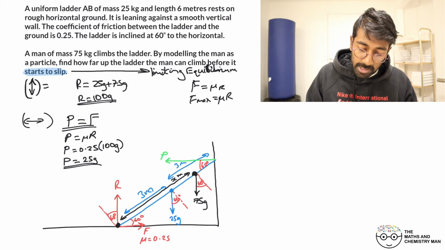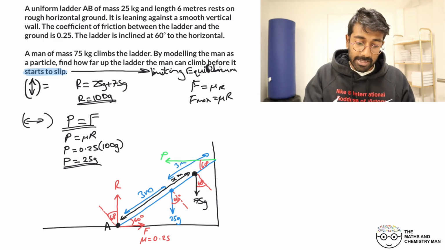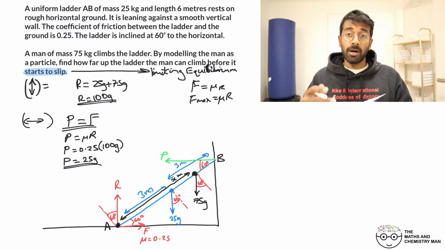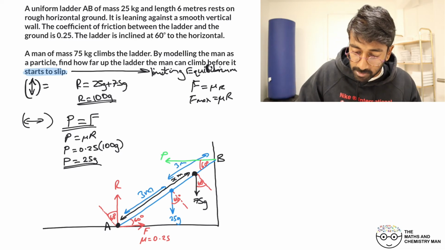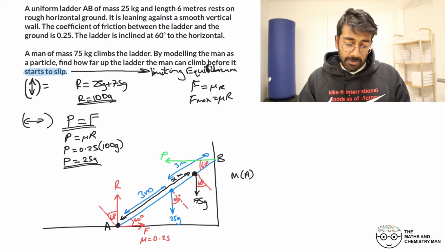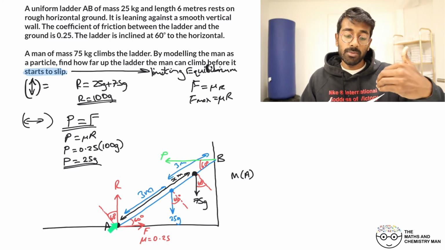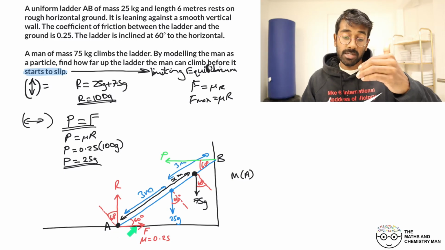And I'm going to take moments about this point here. Let's call this A, because obviously the ladder there was AB. So we'll say the bottom part is A and this part is B. So I'm going to take moments about A. So moments about A. And so if we're looking at our moments about A, because this is the point that we're taking moments about, we don't need to consider R and we don't need to consider F.